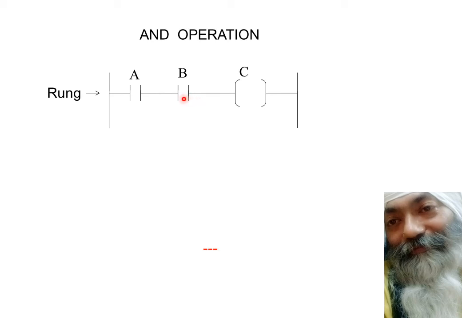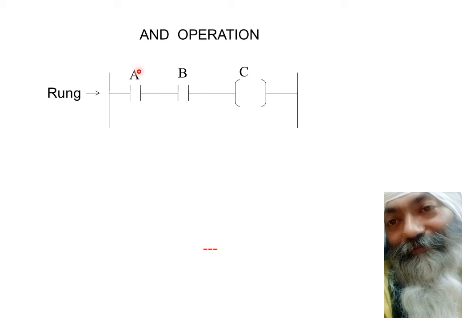I repeat, suppose it is having NC over here, normally closed. In that case, when A is 1 and B is 0, so not of B will be 1. Only then C will be energized.